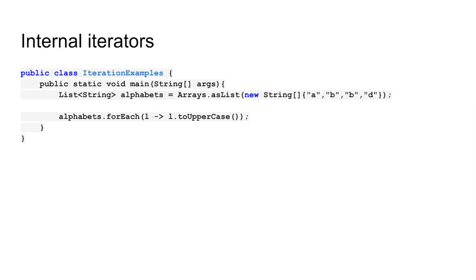So we just specify how we want to modify or deal with every element in a list or a collection, and the actual iteration or the actual sequence of elements is hidden within the collection itself. This is an internal iterator.